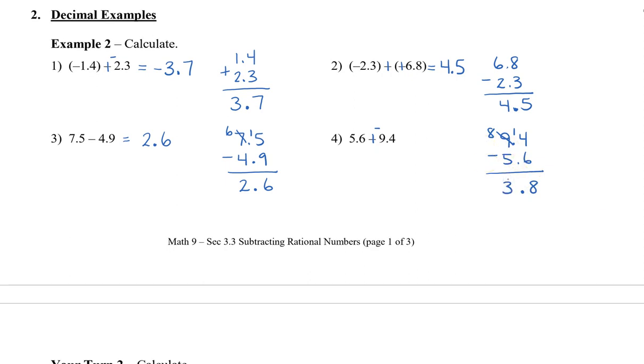All right, so in this case, we have a positive plus a negative, and we actually have more negatives because we have negative 9.4 compared to our positive 5.6. So in this case, my answer will be negative because we have more negatives, and it'll be negative 3.8. Okay, so this is how we subtract decimal numbers.